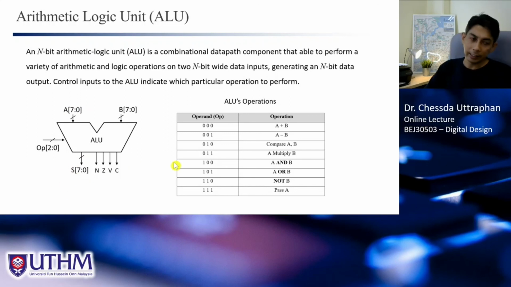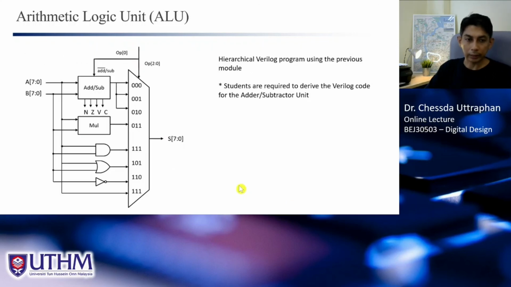So we can design this circuit also, and of course the circuit is quite big. We have the adder, and the adder, subtractor and comparator are actually the same circuit, right? The multiplier is of course a different circuit that we have just learned. And the logic operations are just an AND gate, an OR gate, a NOT gate, and pass A is just a wire from A to S.